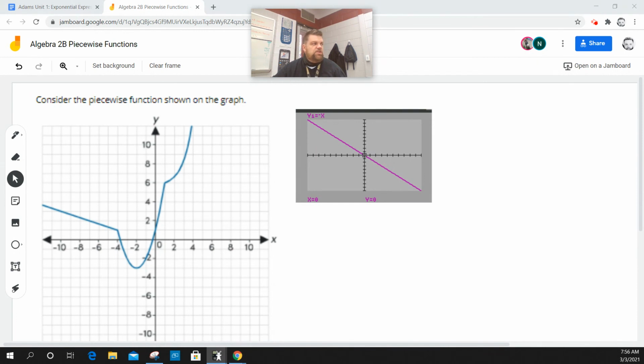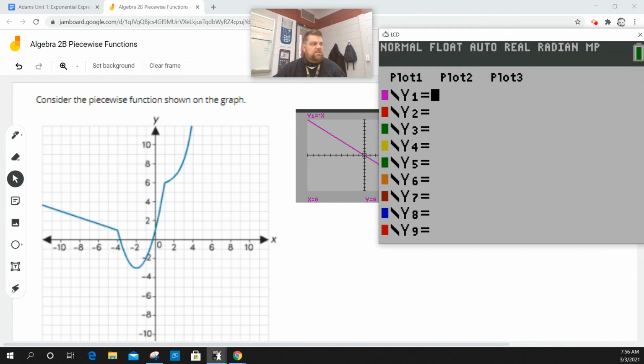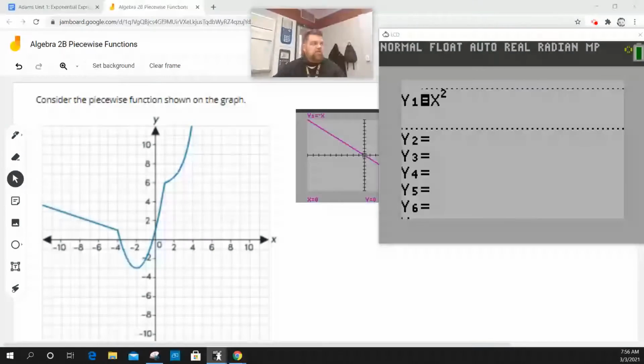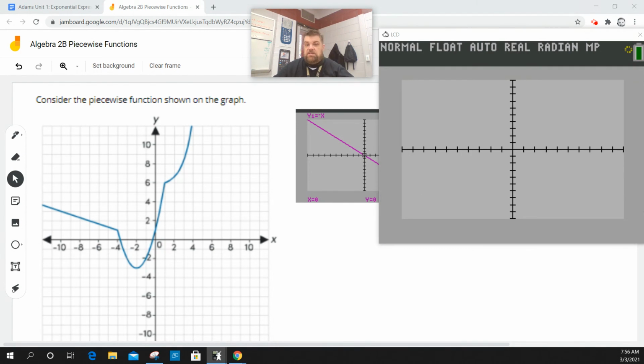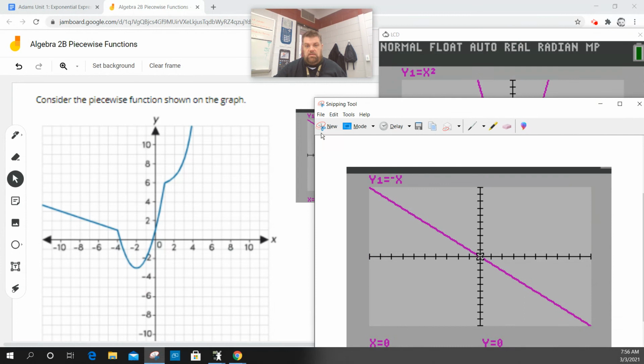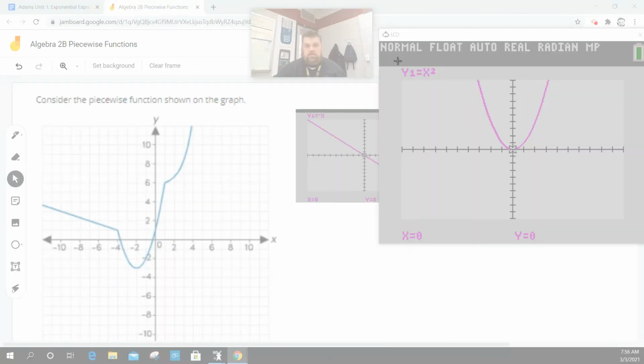The next function that we have on the graph is a quadratic. So that would be x squared. And when I graph that, it looks like this. And again, that's just the simplest form of a quadratic. That's the parent function of a quadratic. So let's take a screenshot of that, and then we'll compare all these.